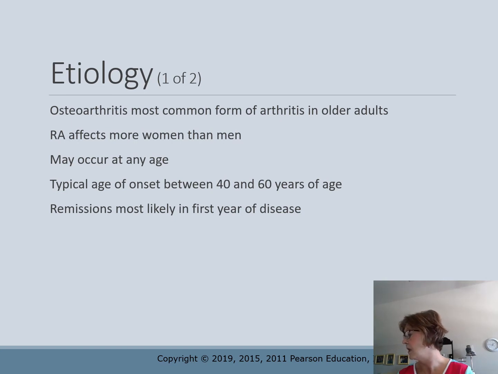Some of the causes: osteoarthritis is the most common form of arthritis in older adults. It's caused by chronic degenerative changes in the cartilage and the synovial membranes of the joints. However, RA is the most common form of autoimmune arthritis. Remissions are most likely to occur in the first year of the disease, so you can have some remissions. And as you see, it affects people between age 40 and 60.